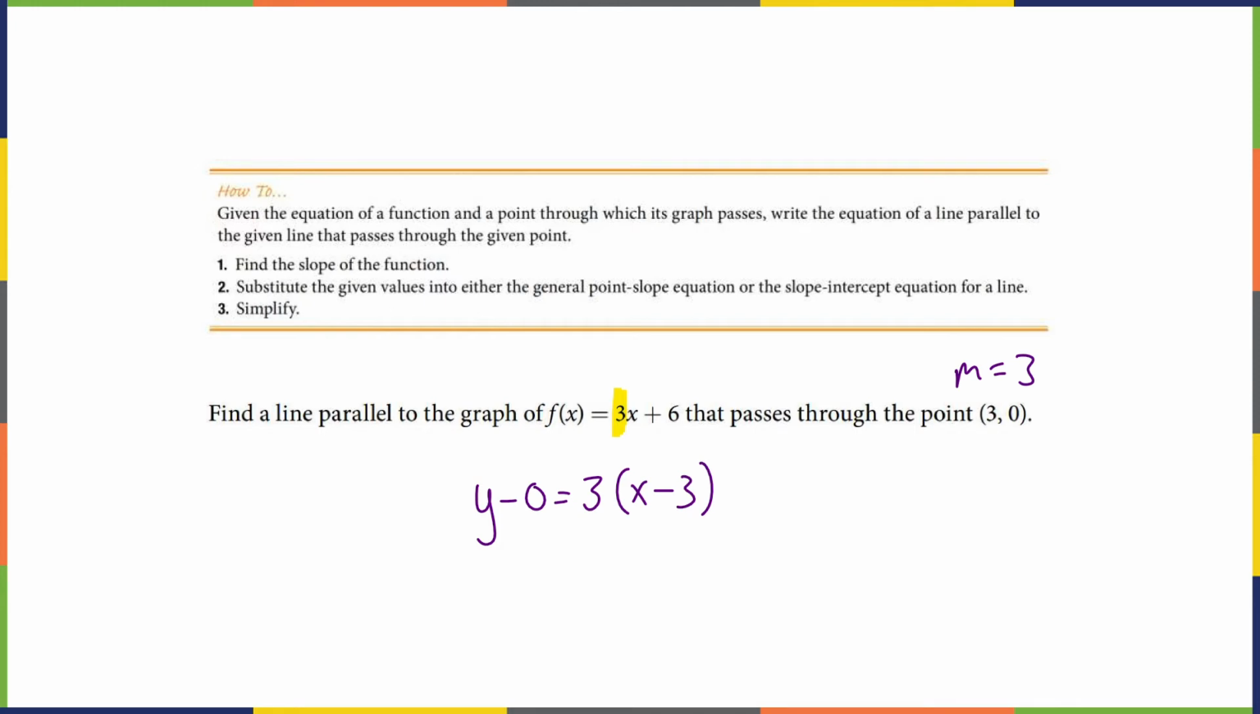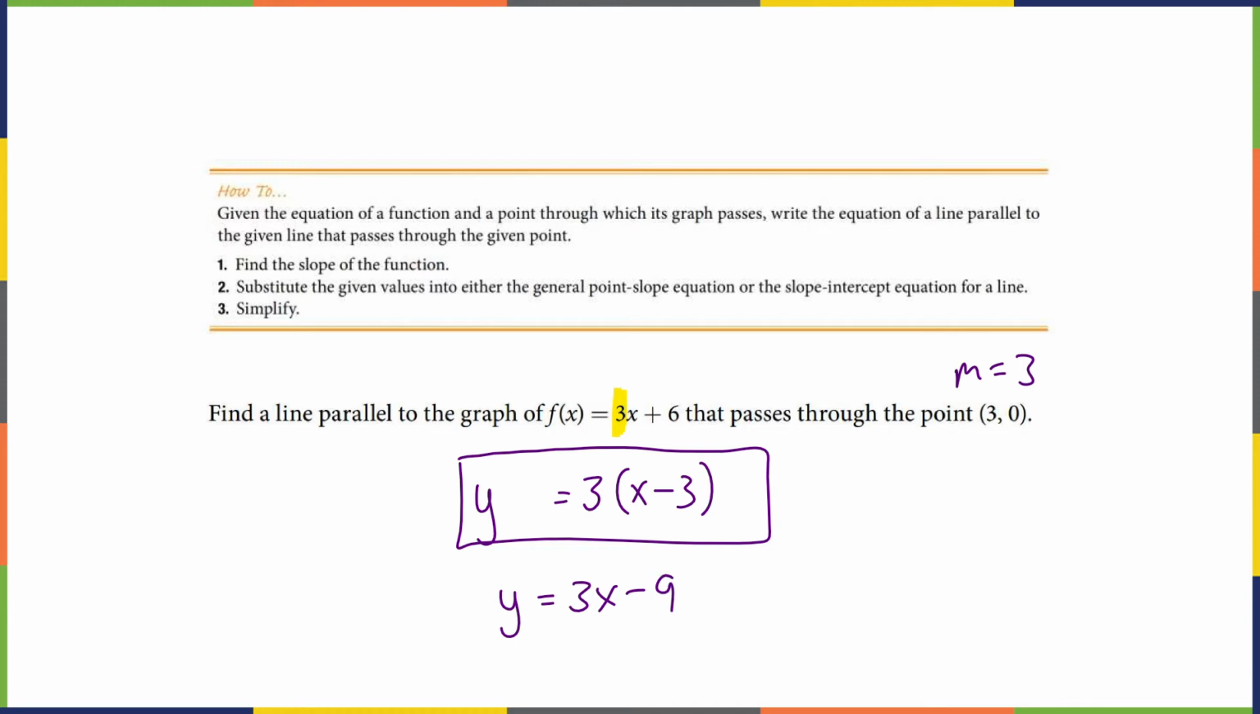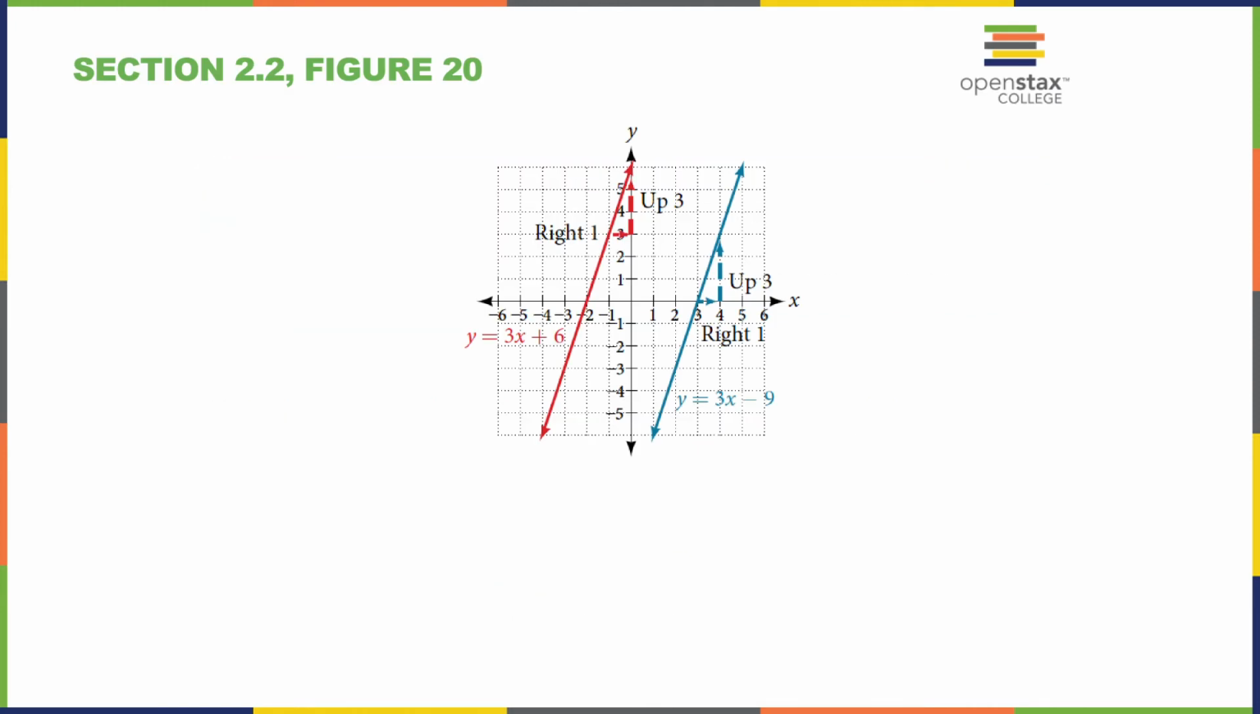And remember, minus 0 means nothing, so we get rid of it. So our point slope formula line is y equals 3 times x minus 3. Now, if you wanted to write it as slope intercept instead, you could do y equals 3x minus 9. It's up to you which way you want to do it, unless the question asks for one in particular. So if you look at this, you can see our 2 graphs, when you put them side by side, are clearly parallel.